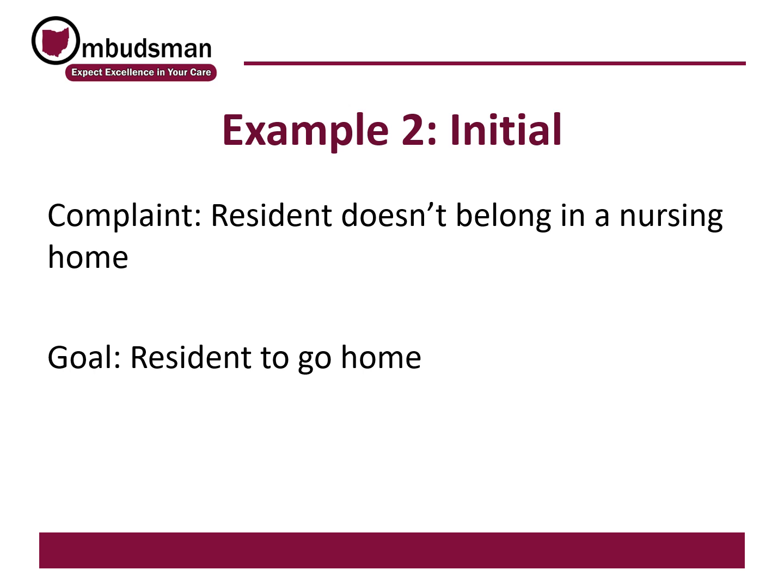So, another example here of an initial complaint and goal statement. The complaint is the resident doesn't belong in a nursing home, and the goal is the resident wants to go home. So we want to figure out why the resident feels like they don't belong in a nursing home. What are some appropriate questions to ask? Why did the resident move here? How long have they been here? Is anyone helping them work on a discharge plan? Do they have somewhere safe to go?